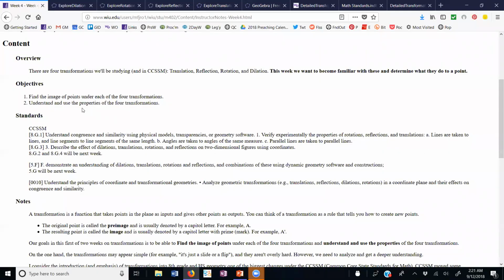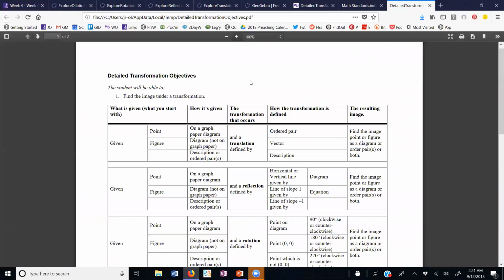Our objectives here are to be able to find the image of points under each of the 4 transformations and understand and use the properties of transformations. What I'd like to do now is take a look at what I call the detailed transformation objectives. And I don't intend for this to be intimidating. I hope this is helpful.